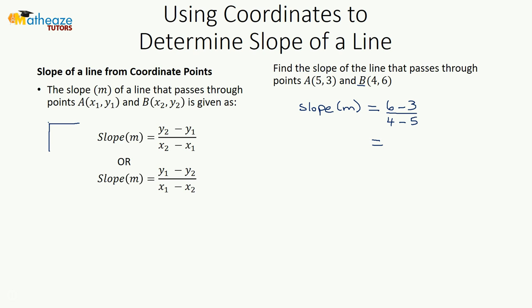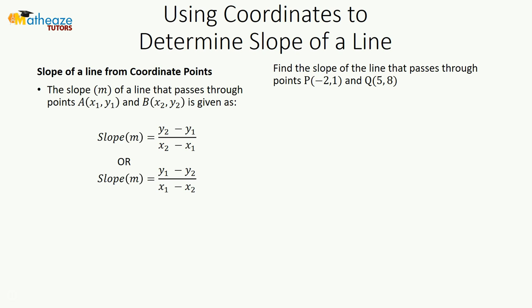So this is going to be 6 minus 3 is 3. 4 minus 5 is -1. So the slope of this line is going to be -3. So this saves time if you don't want to draw a graph to show the line and then use the other method I showed earlier.